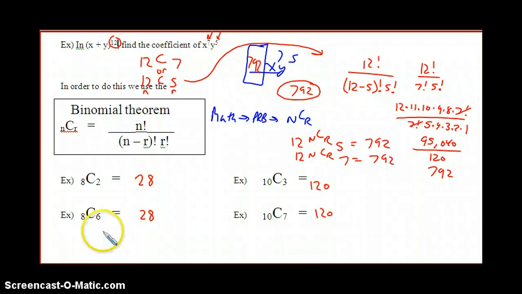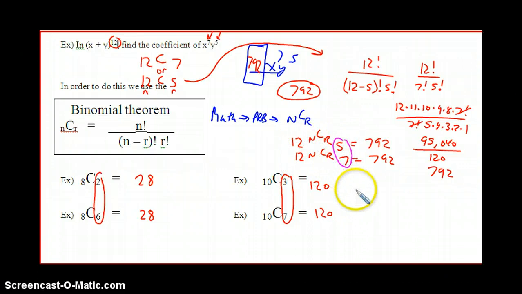Again, the reason for why you're getting the same numbers is that both of these add up to be 8, and that's what you were taking out to the front here. And then both of these numbers here add up to be, I'm sorry, 10, and that's the number that you're taking out to the front here. Just like this example that we did, where I said that both of these should equal 792 because 5 plus 7 adds to be 12. That's why you're getting the same values for these.